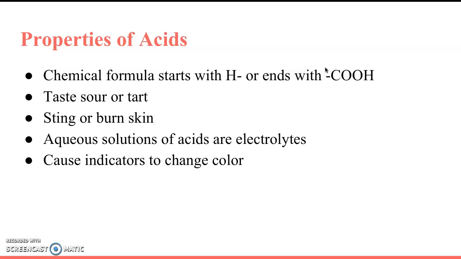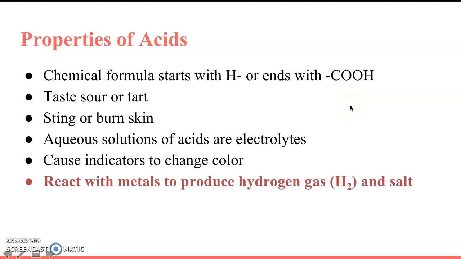And we'll talk about this later, but they cause indicators to change color, and we'll talk about what an indicator is in a lesson later this week. As far as chemical reactions go, they react with metals to produce hydrogen gas. We actually saw that in our single replacement lab. Anything that produced bubbles or hydrogen gas was actually a metal reacting with an acid. And then you're also left with salt as your product. And they always have pHs less than 7.